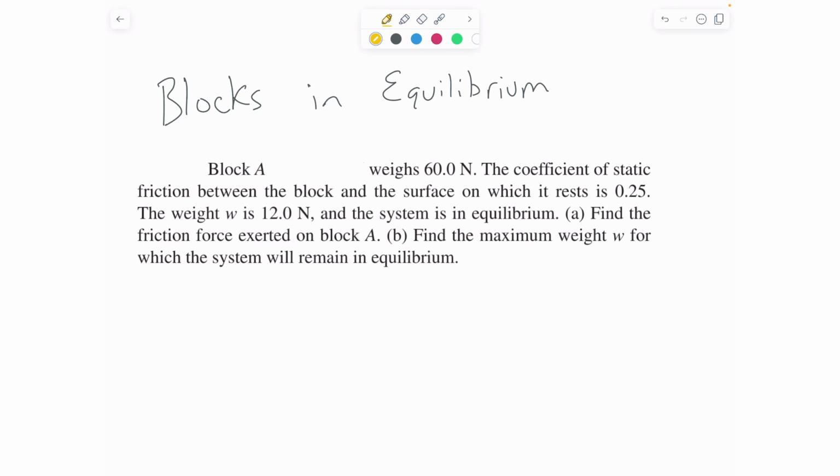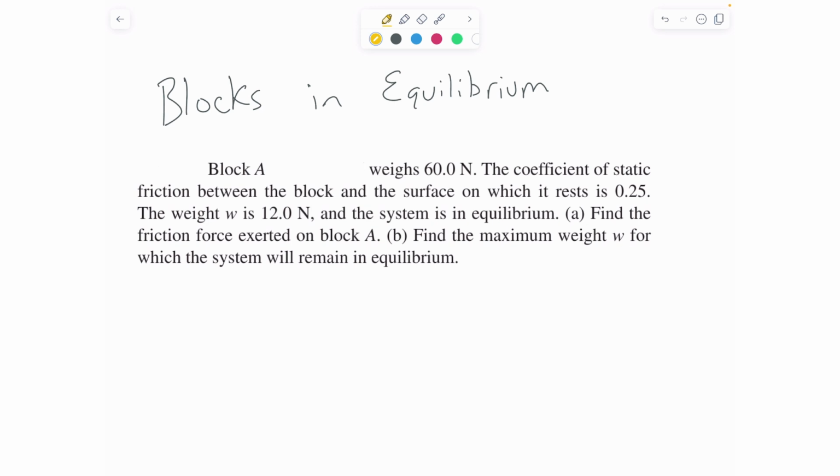Okay, so this is called blocks in equilibrium. We have block A, which weighs 60 newtons. The coefficient of static friction between block A and the surface on which it rests is 0.25. There's another block called W, and it weighs 12 newtons. And the system is in equilibrium.